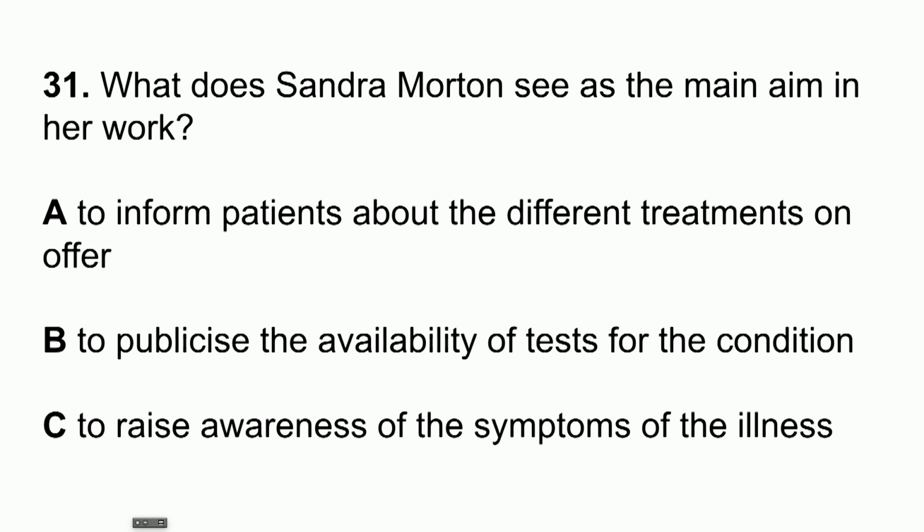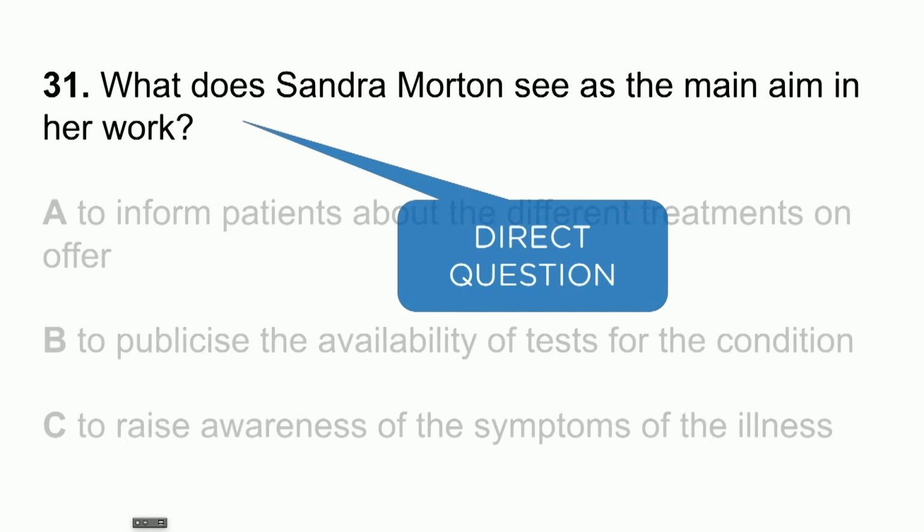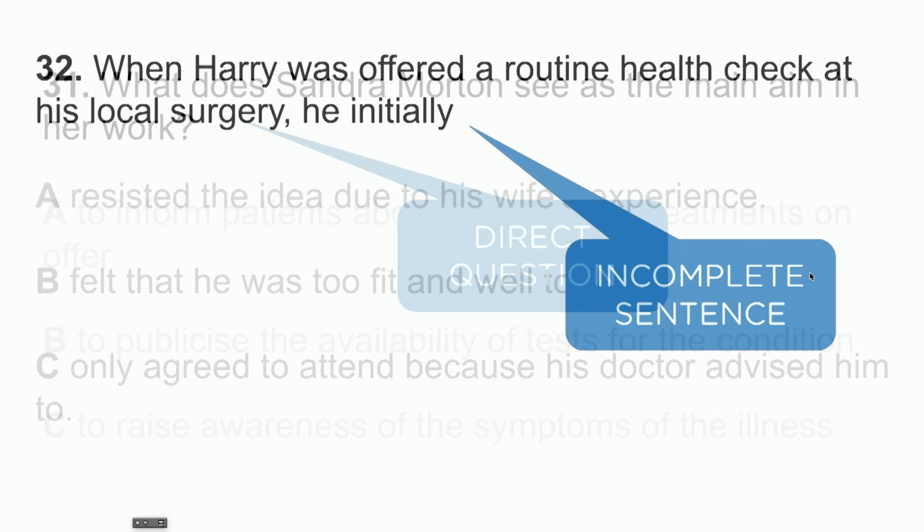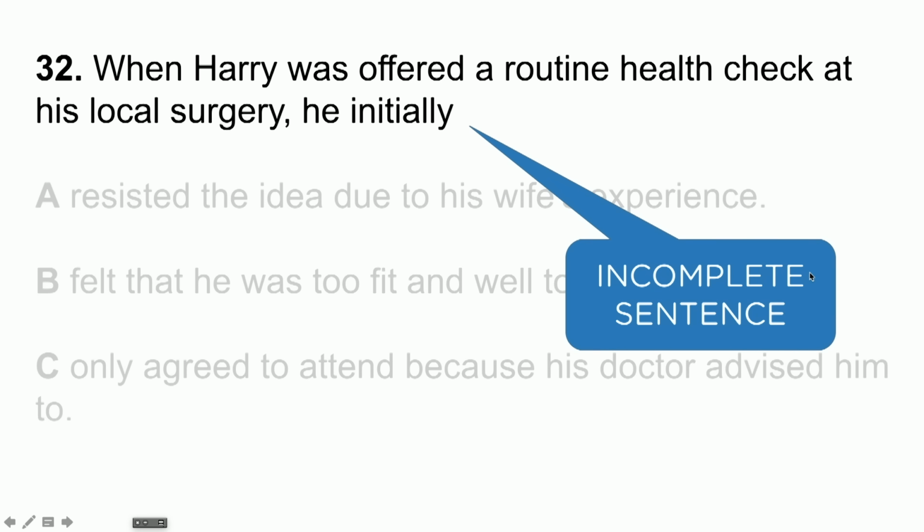Okay, so there are two types of questions that you'll see. You've got the direct question like this one here, which is a full sentence with a question mark on the end. It says, what does Sandra Morton see as the main aim in her work? This is easier than the second type of question, which is the incomplete sentence style question. When Harry was offered a routine health check at his local surgery, he initially what? This one's harder to keep in your mind, but nevertheless, we can still do it.